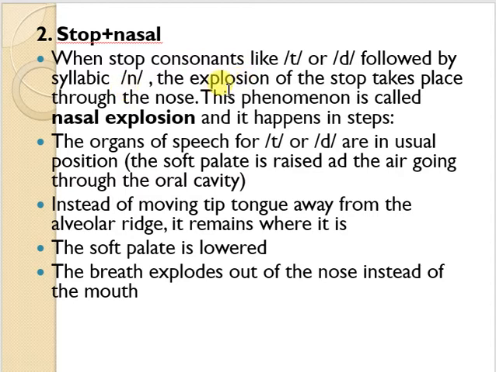The explosion of the stop takes place through the nose. This phenomenon is called nasal explosion. Nasal explosion. Keep in mind that wherever we have an explosion, it means we have a stop consonant. And it happens in steps. These are the steps. First, the organs of speech for t or d are in the usual position.